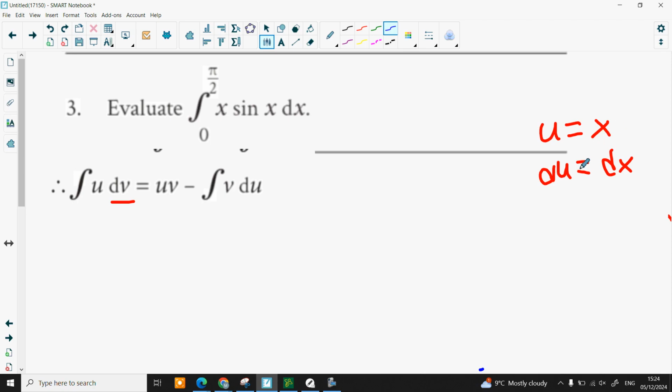Okay, u is x, yeah? du equals dx. What's v, guys? dv is sine x dx. Okay. v is the integral of that then, isn't it? So I'm going to integrate sine x: minus cos x. Okay.